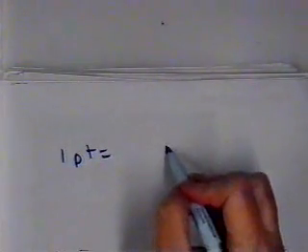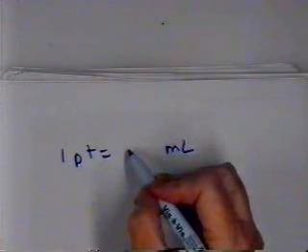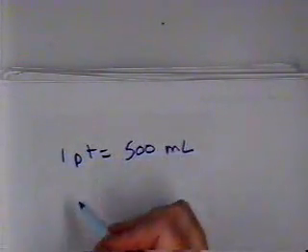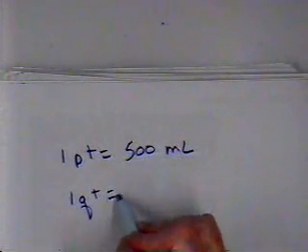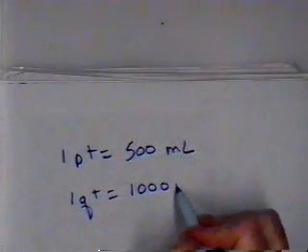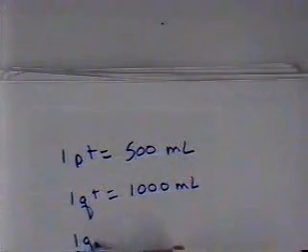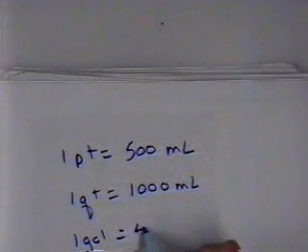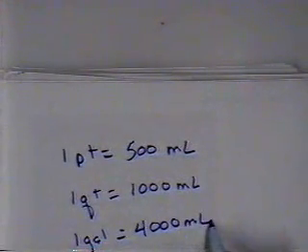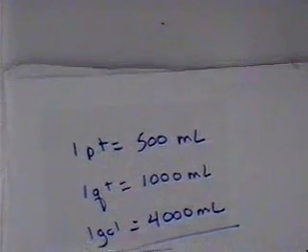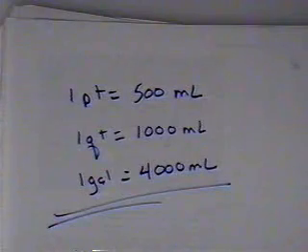One thing you'll need to watch for in this homework is 1 pint is how many milliliters? 1 quart is how many? And 1 gallon we just did is 4,000. Because some of these problems will have pints, quarts, you always have to work to milliliters.